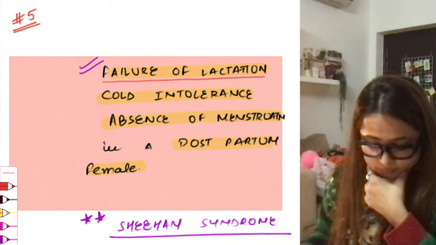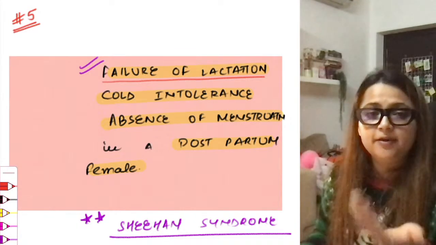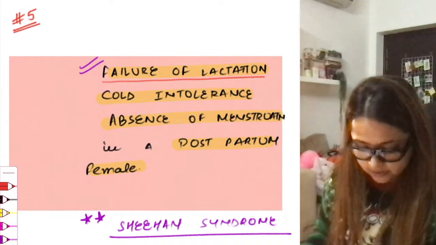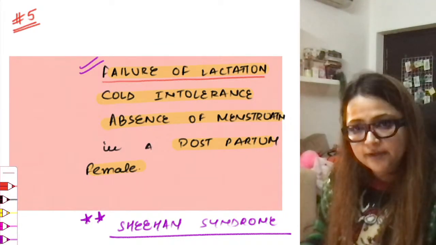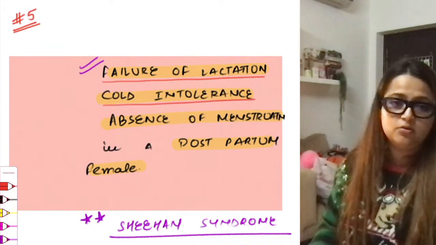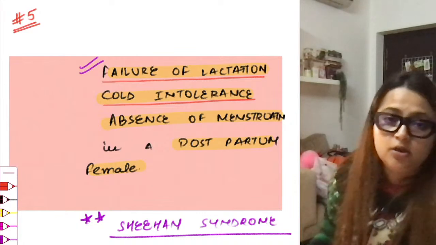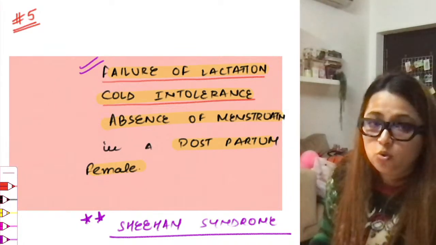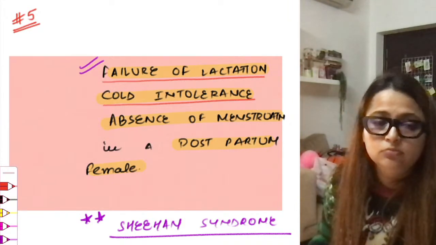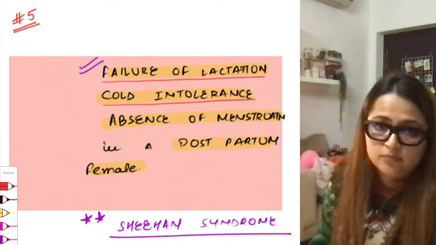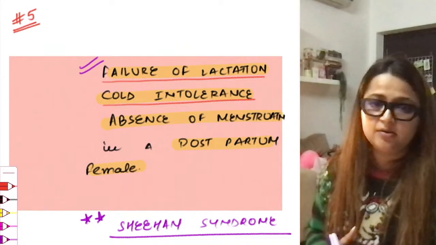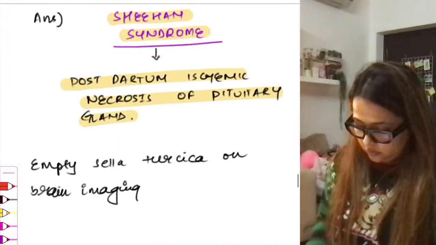The reason is that, as I told you, the pituitary will become dysfunctional. Prolactin won't be coming out. Prolactin is gone, so that is why lactation is failing. Then cold intolerance, because TSH is also coming from the anterior pituitary. Absence of menstruation, because LH and FSH also come from the anterior pituitary. So these are the things you have to keep in mind regarding Sheehan syndrome, because the pituitary is losing its function. So know these points.